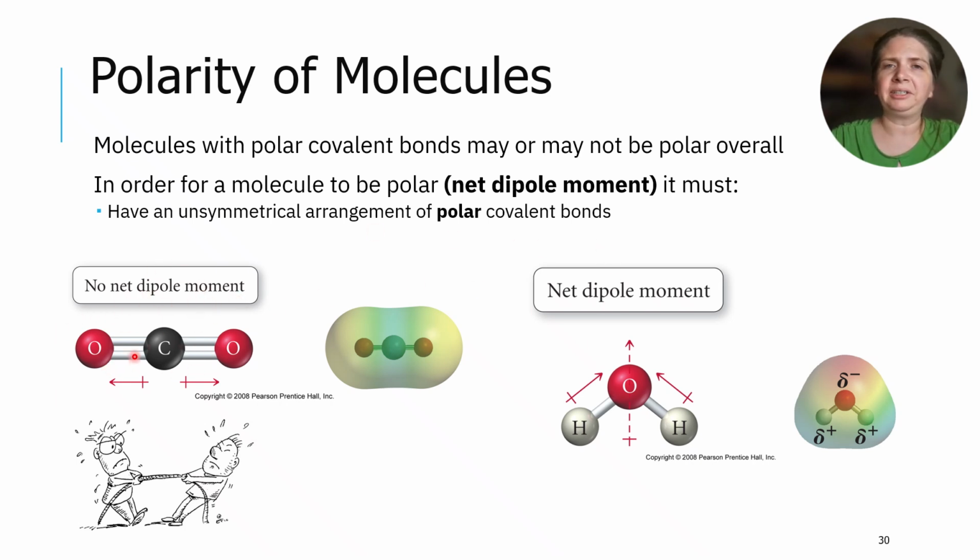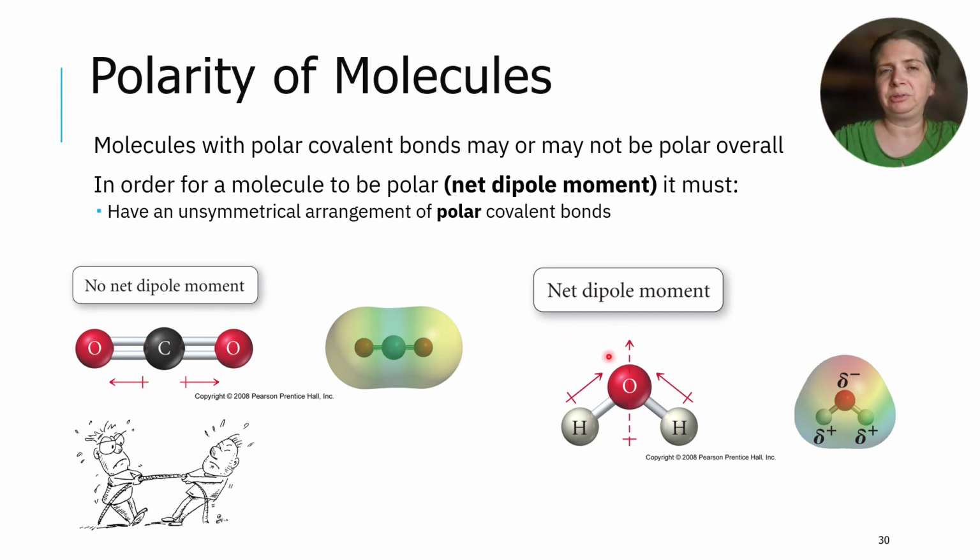Carbon dioxide is linear. Although each carbon-oxygen bond is polar covalent, the two bonds point in opposite directions and have equal strength. This is like a tug of war where both sides pull equally hard. Neither side wins, so there is no overall pull in either direction. The dipole moments cancel, making the carbon dioxide molecule a nonpolar molecule.